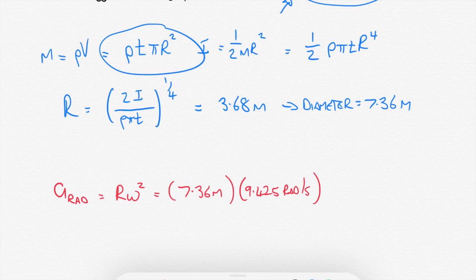That gives us a radial acceleration of 327 meters per second squared, which is roughly 33 Gs. So the radial acceleration of this wheel that you construct is going to be 33 Gs when it's spinning around. You're going to need to make sure that the iron and the construction of it has enough structural integrity to handle 33 Gs.